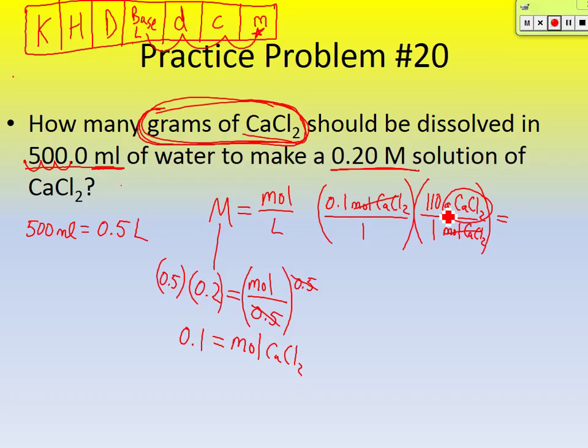0.1 times 110. If you do that in your calculator, you should get 11.0 grams of calcium chloride. There's your answer. Now, if you're observant, you'll say that's exactly the same number of grams as in the previous problem, right? How come this is the same? Well, our concentration was twice as much, but the amount of solution was cut in half. And so, in the end, it's the same amount.